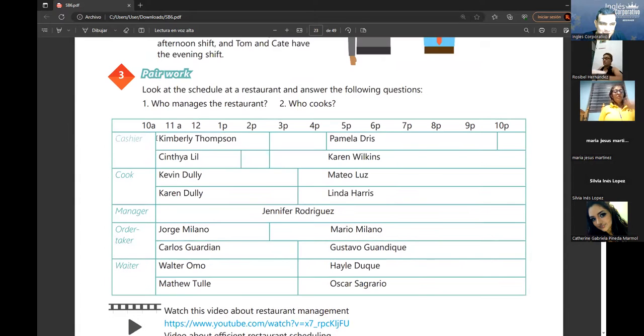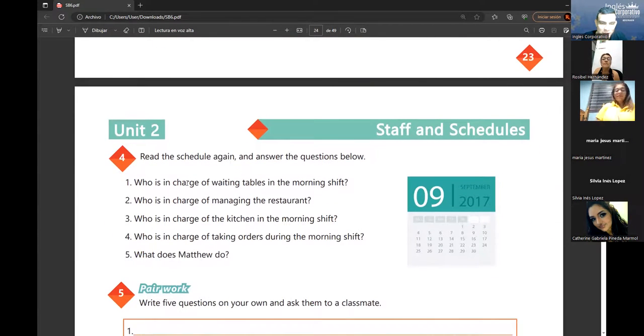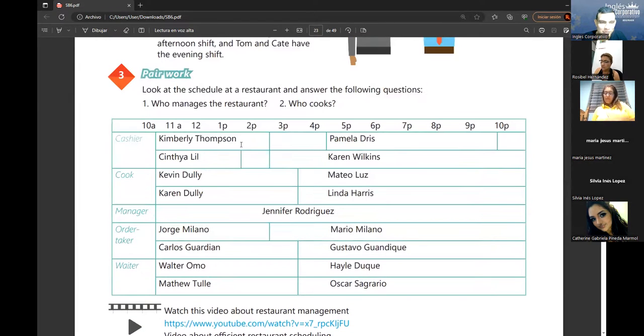From this. Yes, ma'am. That's why it says the manager. Who is in charge of the waiting tables in the morning shift? Here we are going to see. Walter Omo and Matthew too. Exactly. That would say Walter Omo and Matthew too are in charge.